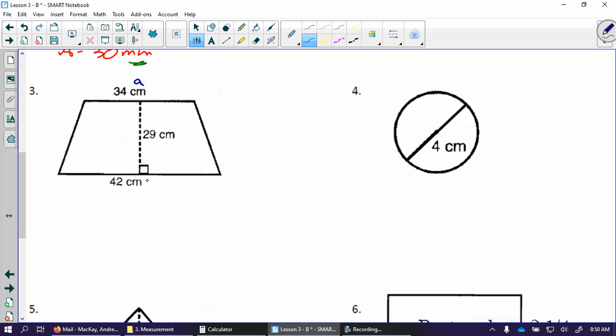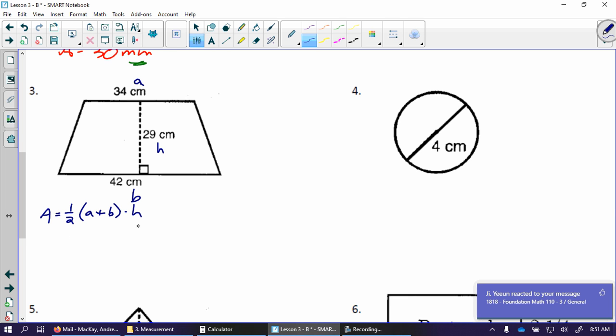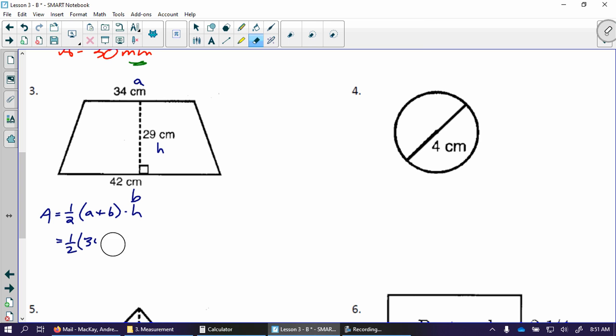So we have A, we have B, we have H. The formula for the area of a trapezoid, sorry, half of A plus B times H. Well, put your units in. Oops.